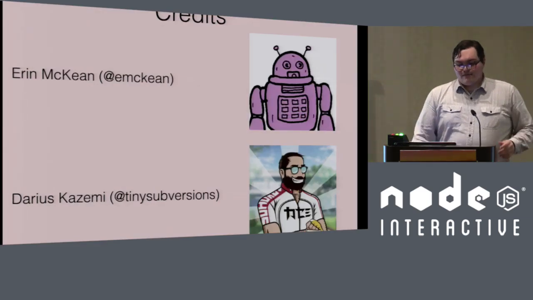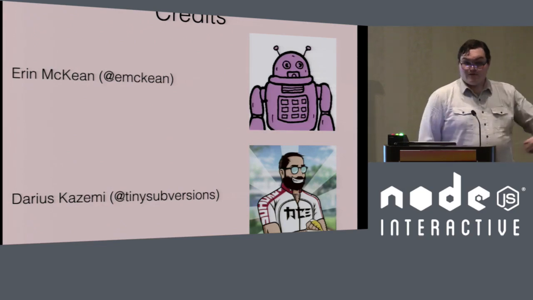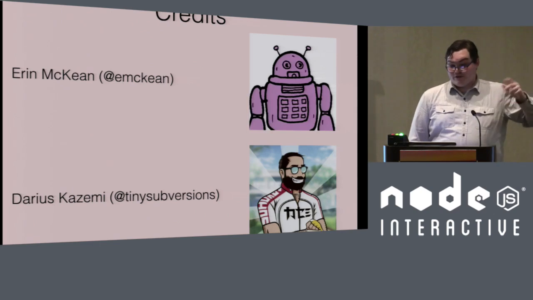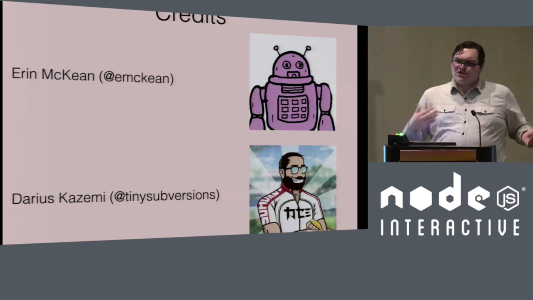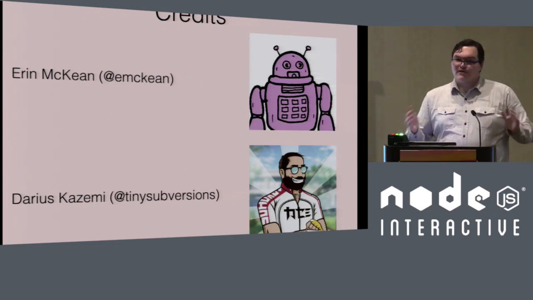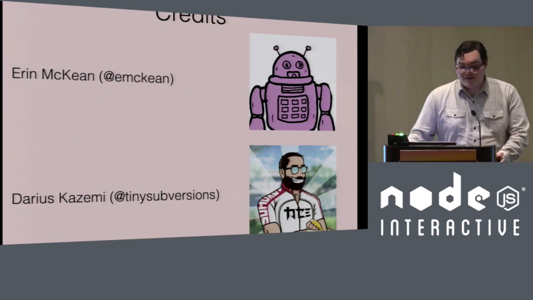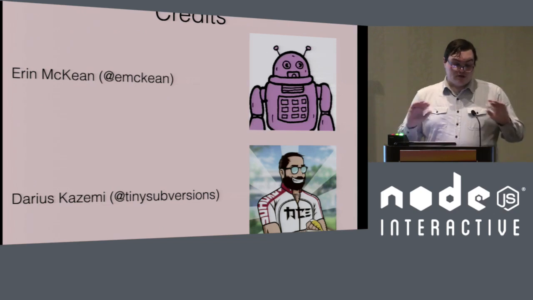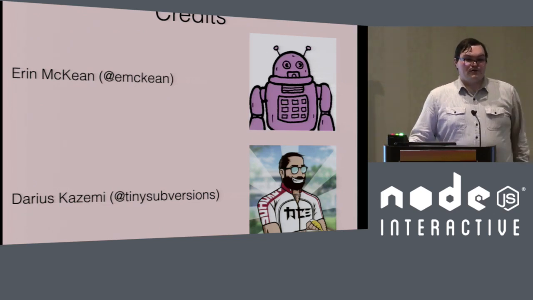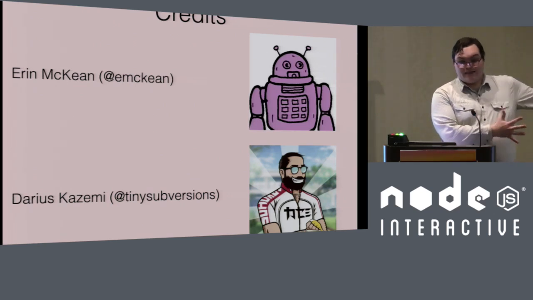Two sets of credits. Erin McKean is the founder of Wordnik. She got me on the path to Twitter bots, and she's also an awesome person. Please support Wordnik. And then Darius Kazemi, Tiny Subversions on Twitter. There's a good chance that some of you have come across his work if you're in this room asking about Twitter bots. He is incredible when it comes to this stuff. His GitHub is full of resources for bots of all descriptions. He also runs NaNoGenMo, National Novel Generating Month, which takes the Twitter bot idea and makes 50,000 word novels out of it.